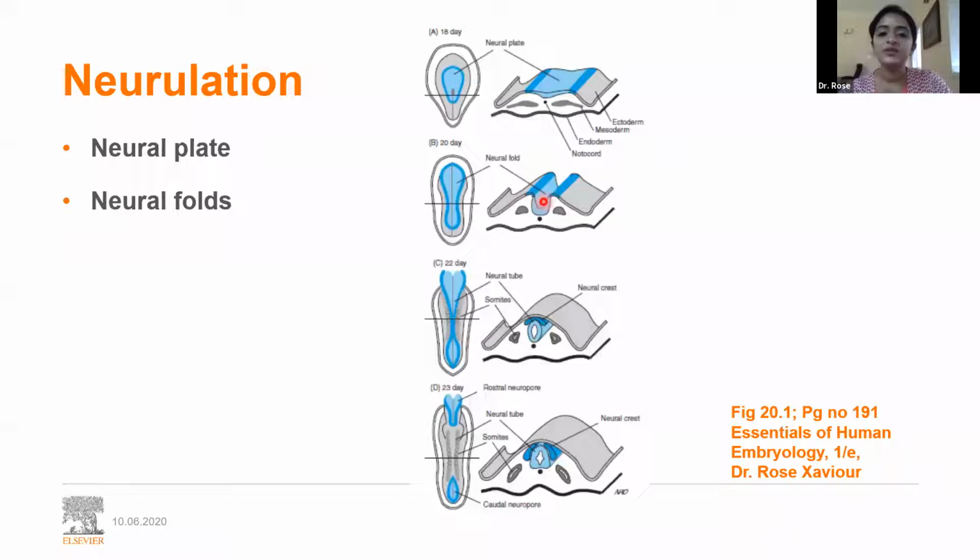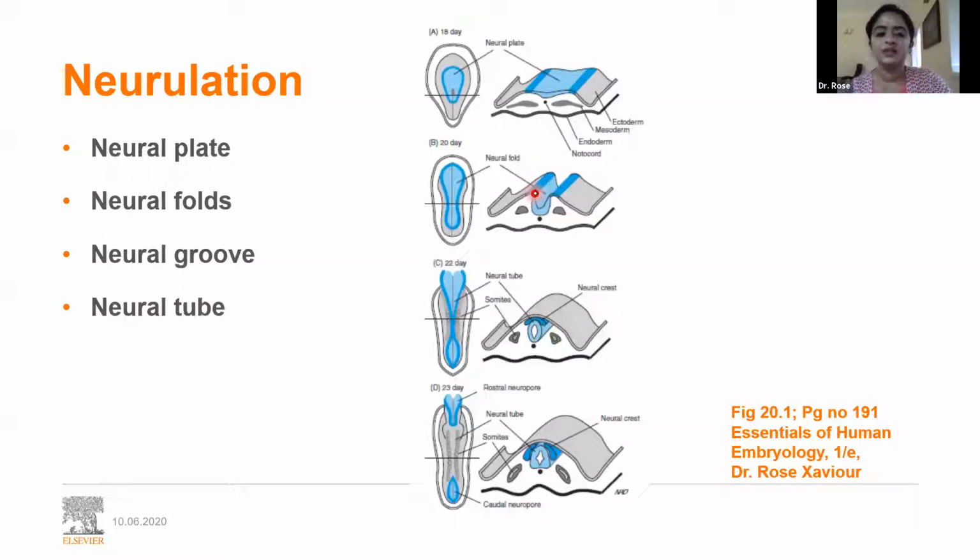So there will be a depression in the neural plate, and this depression is known as the neural groove. The junction of the neural plate with the surface ectoderm, you call it the neural fold. At this point in time, we have a neural groove formed from the neural plate, and you have two neural folds on either side. That just means the junction of the surface ectoderm and neuroectoderm.